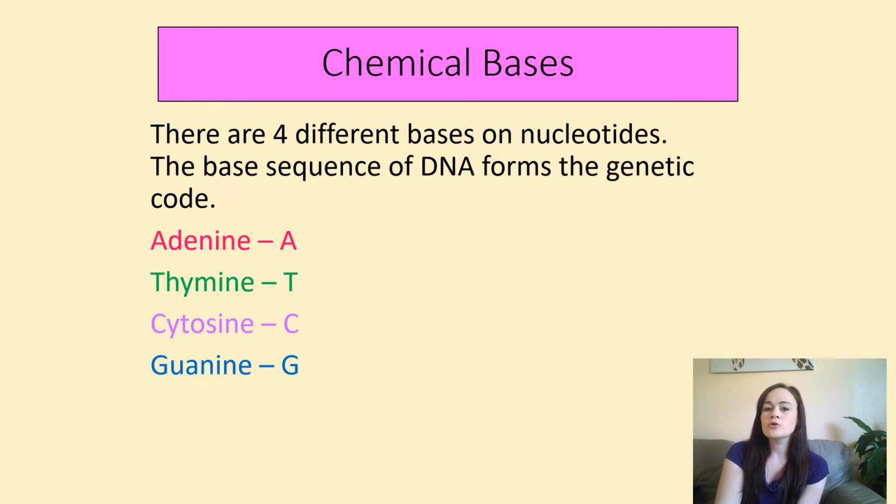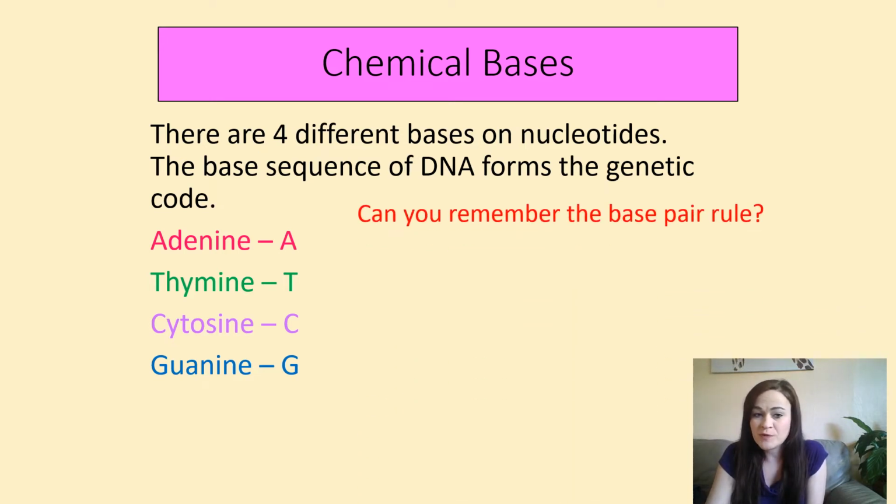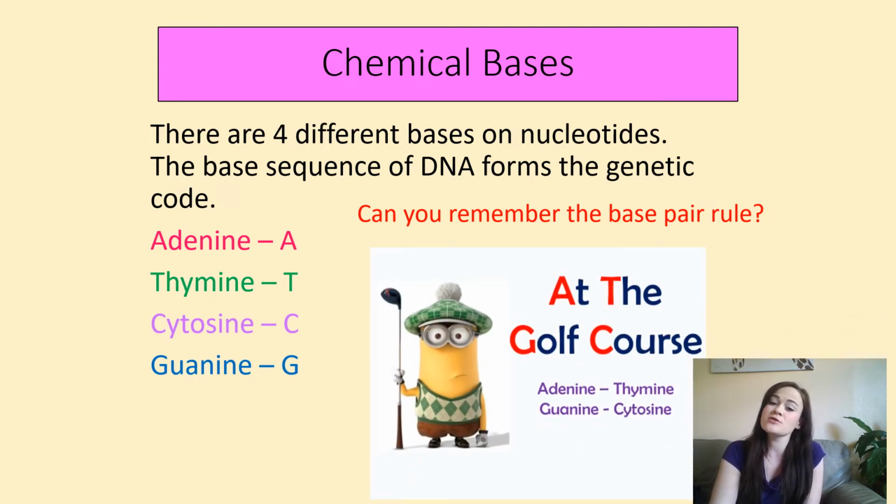Okay, so let's quickly go over the chemical bases. You should already know this from National 5, but there are 4 types of base that a nucleotide could have. It could have adenine, thymine, cytosine, or guanine. And of course, when we've got our 2 strands of DNA, they join together in the middle with bonds between bases. Adenine always pairs with thymine, and cytosine always pairs with guanine. If you struggle to remember this, there's a saying: at the golf course, so A joins with T, G joins with C. If you remember the words at the golf course, you'll remember the base pair rule.